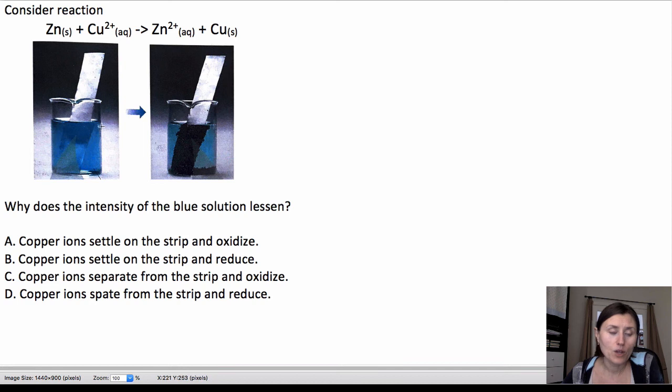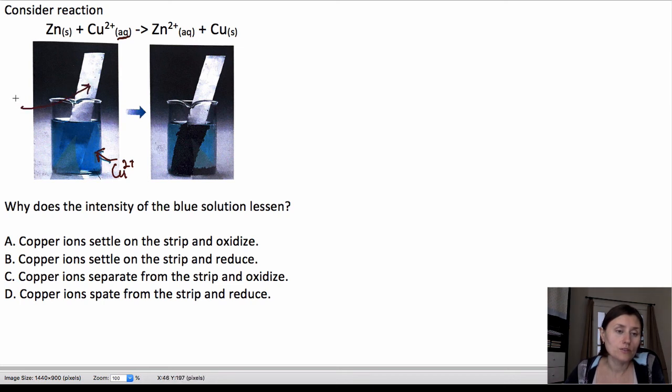Let's look at that. So the blue color here is the copper, because copper is in the ionic form. First it says aqueous here, and if you see, it has a +2 charge, which means it's an ion. So this is copper 2+, the liquid. Now zinc is in solid form, and look at this, this is a piece of metal, so this is zinc with the charge of 0, and it's solid.